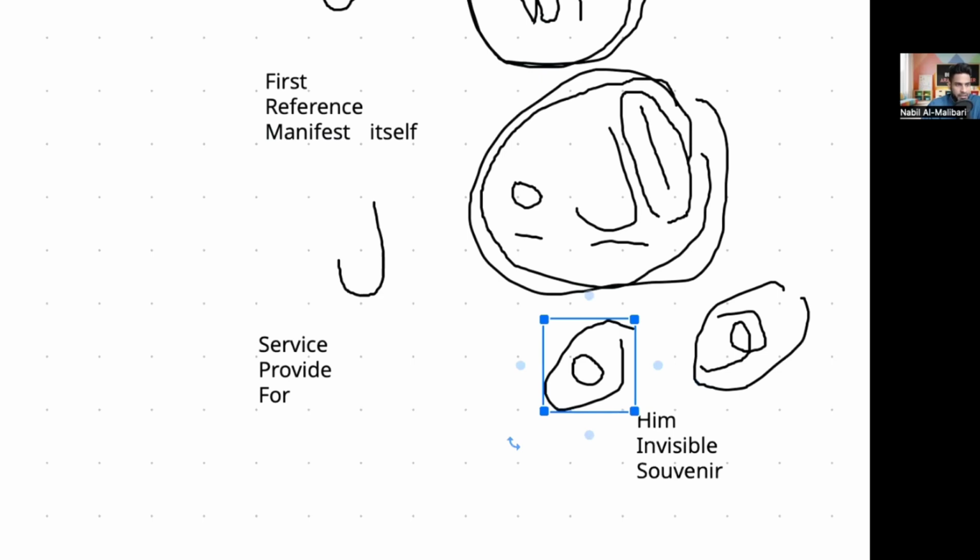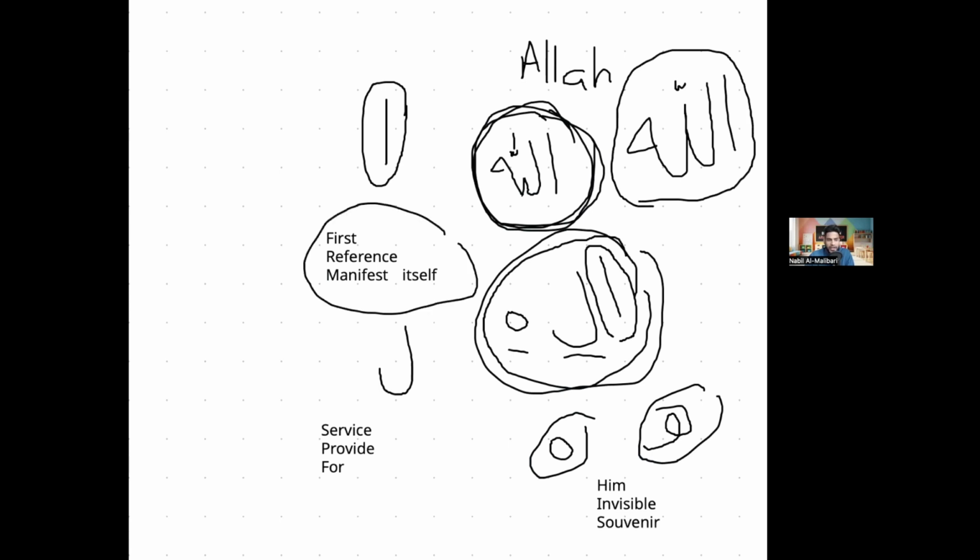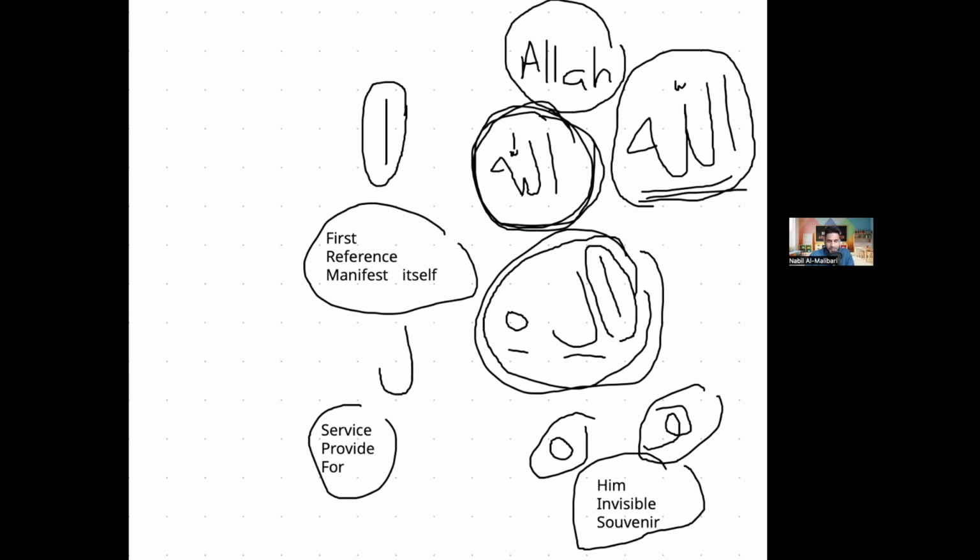Now, if you put everything together, you get the word Allah. Alif, lam, ha. If you have knowledge of the meaning of these letters independently, you can come to the meaning of the word Allah. In other words, let me explain. Who is Allah? Allah is the first. Allah is our reference point, and Allah is as-Samad. He manifests himself.